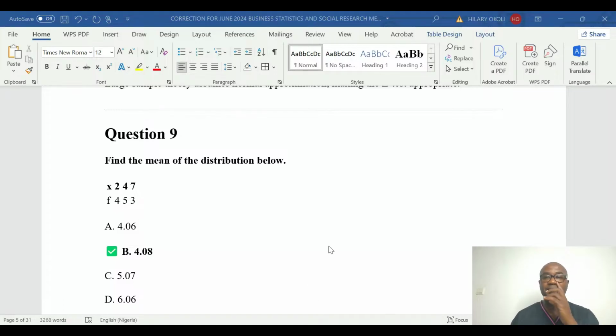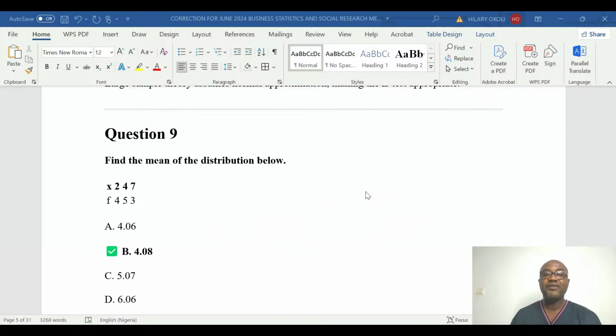So at the end of the day, you now have 8 plus 20 plus 21 equals 49. So you do summation of F, which is 4 plus 5 plus 3 equals 12. So to get the answer, it is 49 over 12. It will give you 4.08. To explain it, we are saying the weighted mean considers both value and their frequency.